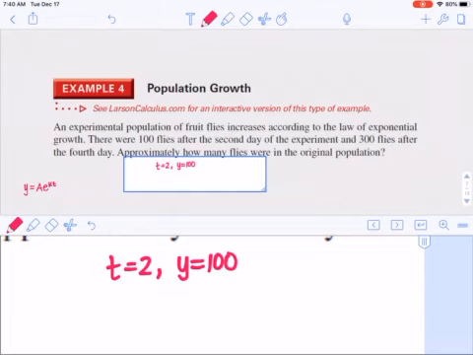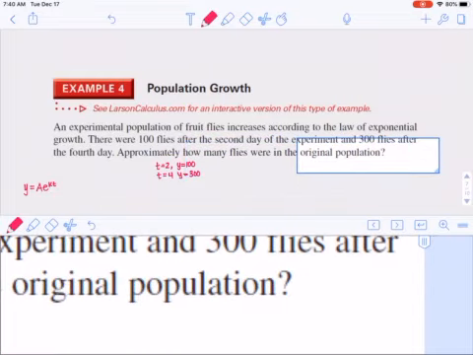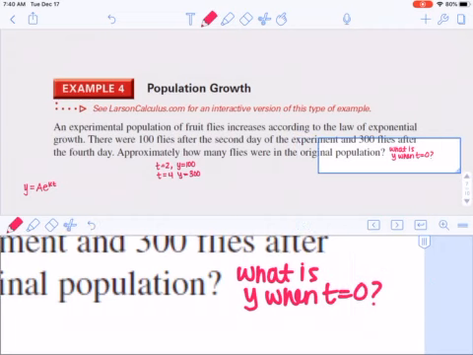And 300 flies after the fourth day. So when t equals 4, y equals 300. And the question is approximately how many flies were there in the original population. So basically, what is y when t equals 0 at the start? Okay, so that's kind of where we're at.